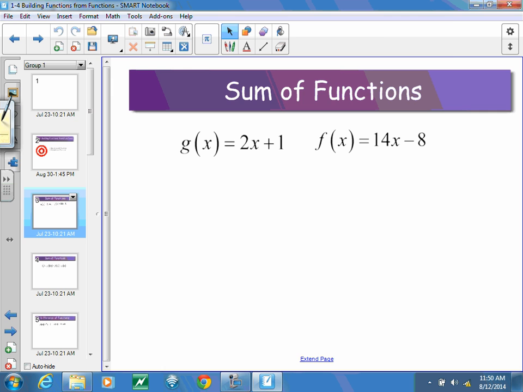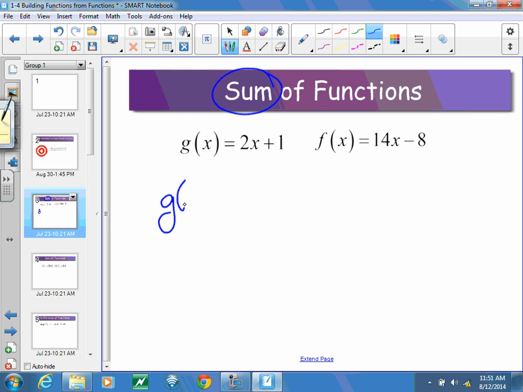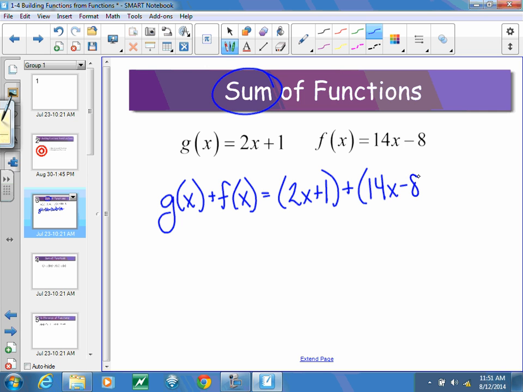So this should be a review from Algebra 2, and when we talk about taking a sum of a function, what you're trying to do here is take two functions and you're adding them together, since that's what the word sum means. So if we were to take the function g of x and we were to add the function f of x, it is as easy as taking 2x plus 1, which is function g of x, and adding function f of x, which is 14x minus 8. And now all I'm going to do is simplify, and I end up with 16x minus 7, and there's our function for the sum of the two functions.